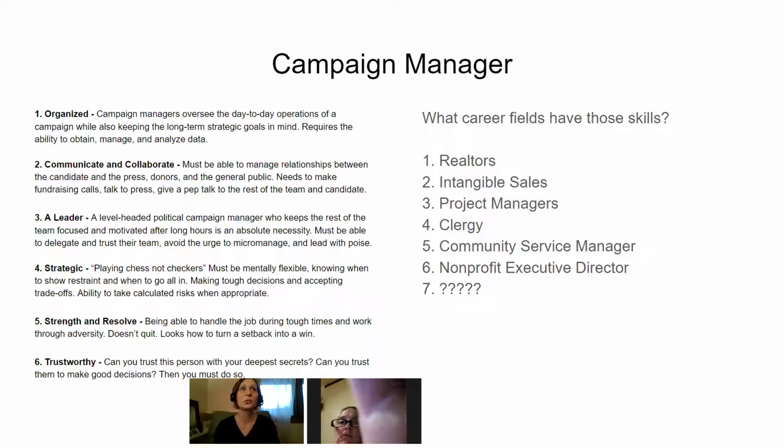On the left-hand side of your screen, these are the characteristics. These are the traits of a good campaign manager. On the right-hand side, these are career fields that don't say campaign manager, but they make really good campaign managers because these are people who have those traits and skills. So the traits and skills are, of course, they're very organized because they are in charge of absolutely everything. They're in charge of the strategy, but they're also in charge of making sure that the actual day-to-day tactical things happen.